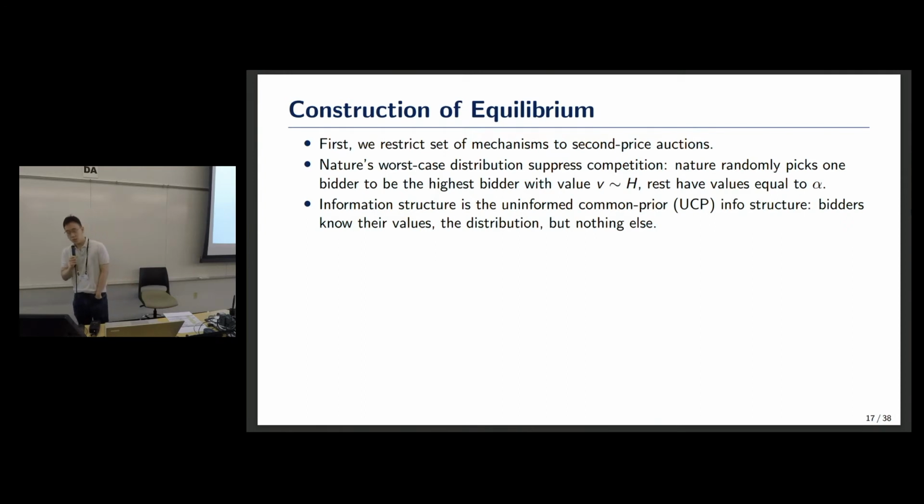The information structure here is not important because we assume that bidders are going to play their dominant strategies. But here the main information structure is going to be basically that bidders know their own values, they know the distribution, but they don't know anything else.